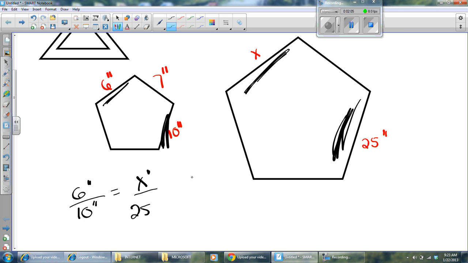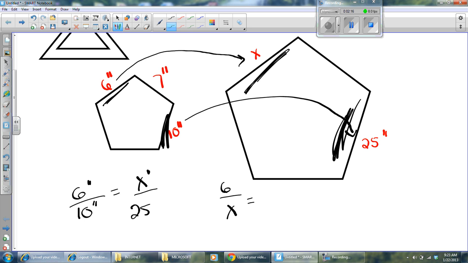I can think of at least 4 different ways. I'm not going to show them all, but I'm going to show you this one. Some might go this side over x, and then of course you have to do the 10 over the 25. It doesn't matter as long as you match up the corresponding sides. Okay? When you go to solve them, you'll get the same answer either way.